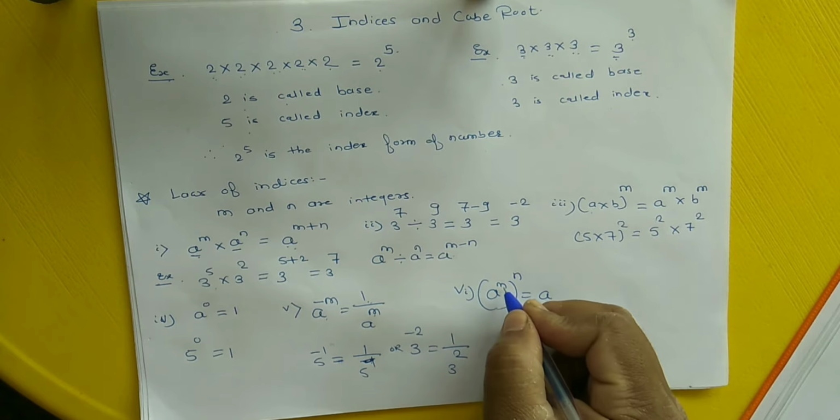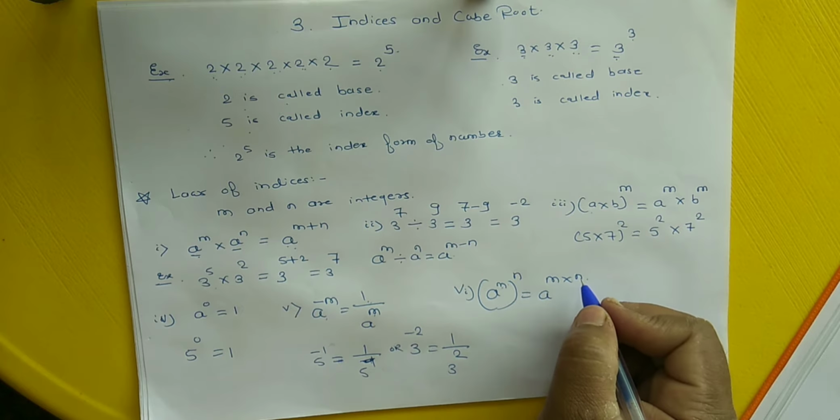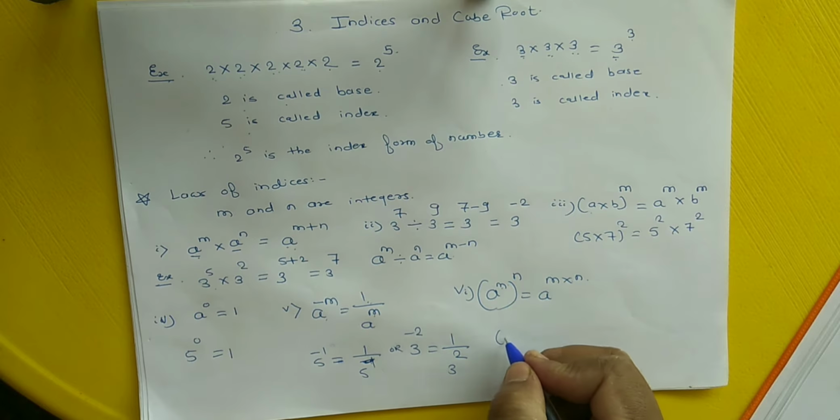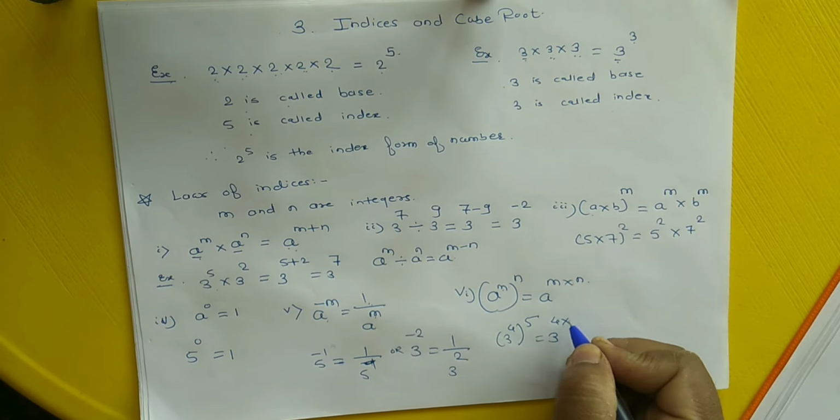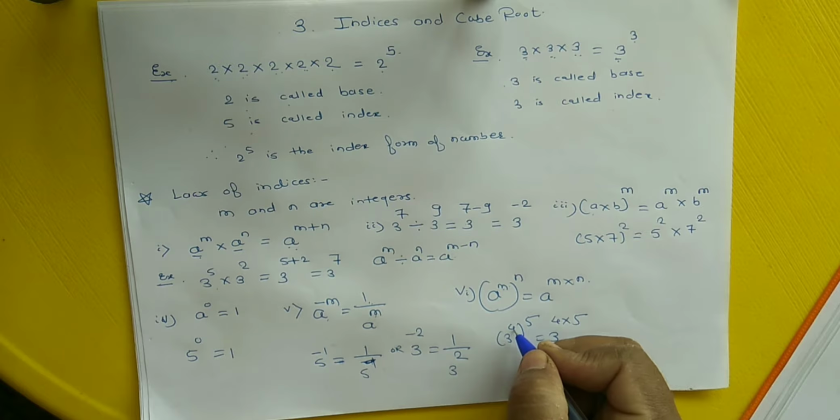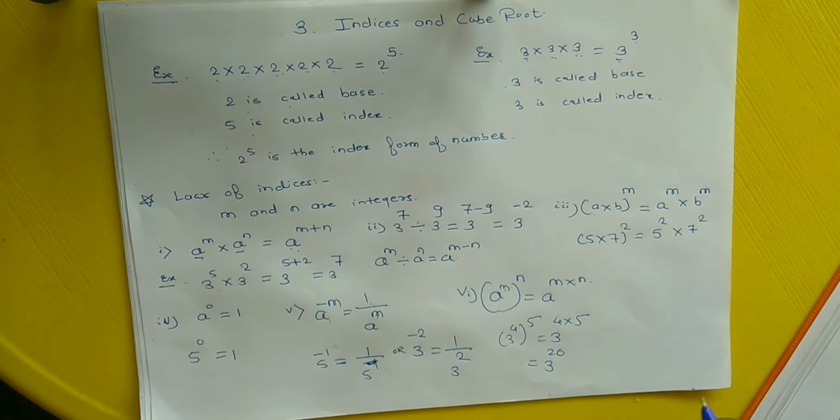Fine. Next, the sixth one: a to the power m, the whole bracket to the power n. Here the powers can be multiplied, m into n. For example, consider 3 to the power 4, the whole to the power 5. So 3 to the power m into n, that is 4 into 5, which is equal to 3 to the power 20.